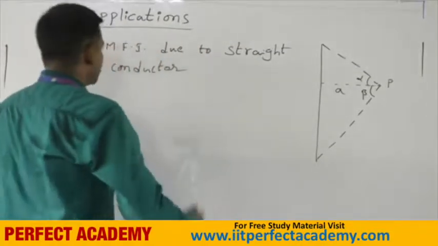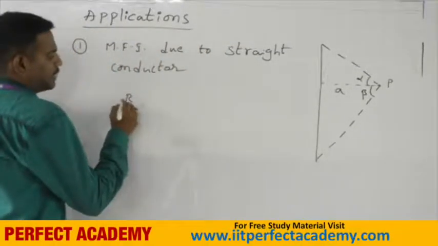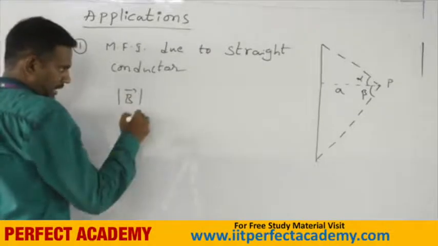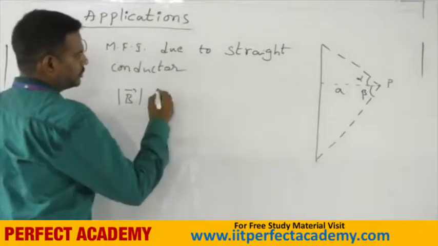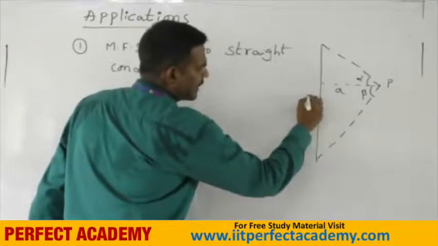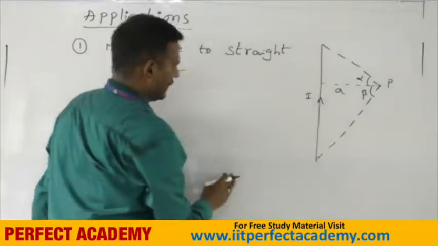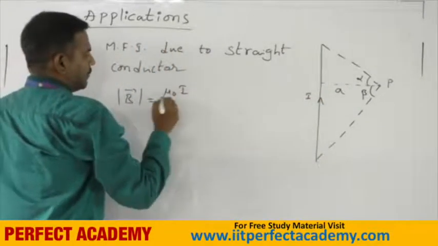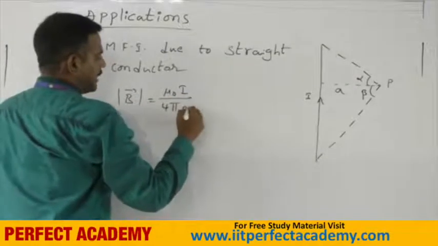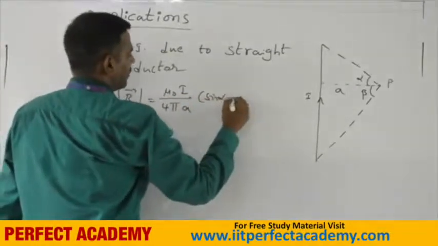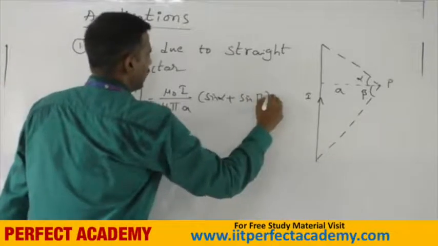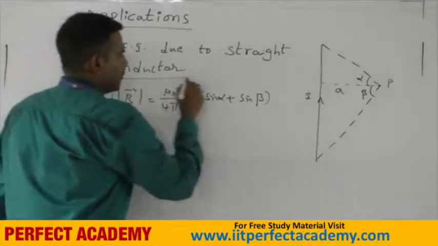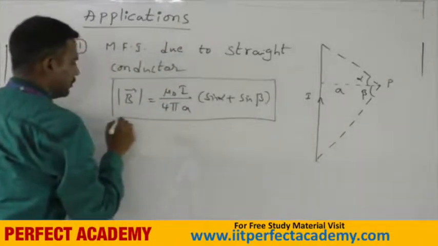And now the magnetic field intensity at the point P, magnitude alone I am writing. Let us suppose it is carrying the current I from down to top. Then the magnitude is given by mu naught I by 4 pi A times of sine alpha plus sine beta. And from this expression we can make two important conclusions.